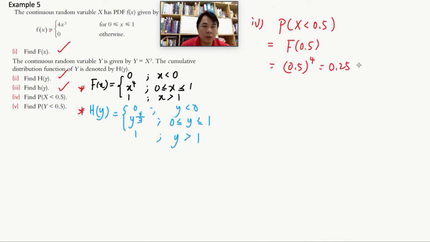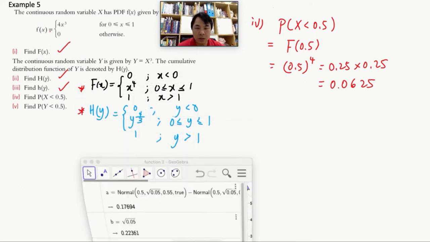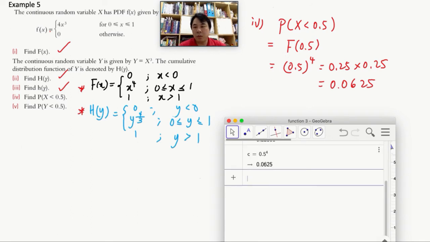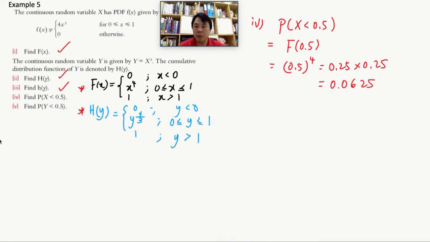That is actually 0.25 times 0.25. So that's 625, that will be 0.0625. Yep, so I assume that number is correct. Just let me check using my calculator in case I get the wrong answer. Okay, 0.0625. That would be great. Now there you have it. That is the answer for number 4.